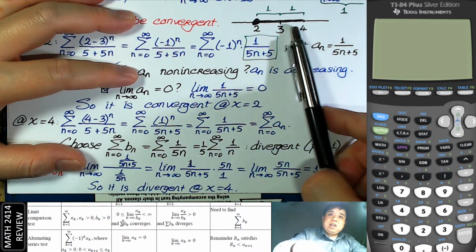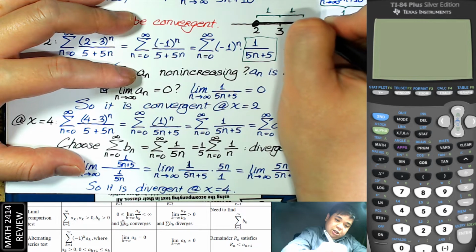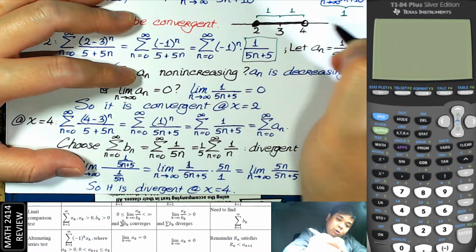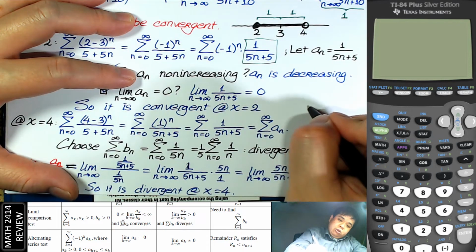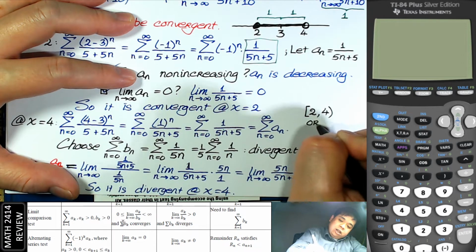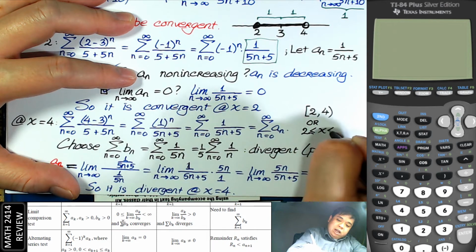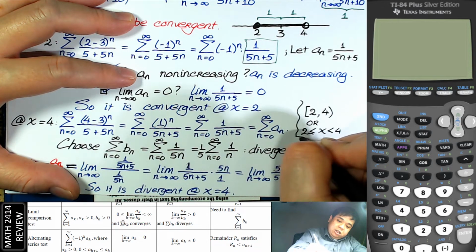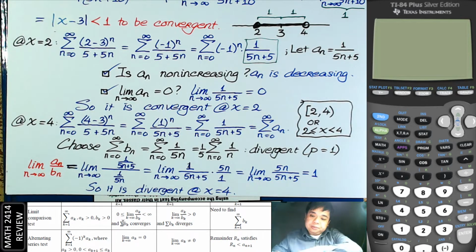So we go back to the interval of convergence. There's including the 4, including the 2, and between 2 and 4. So we're going to say including the 2, but not the 4. Or we can write it in interval notation as equal to 2, but cannot equal 4. So this is the answer. That is the interval of convergence.